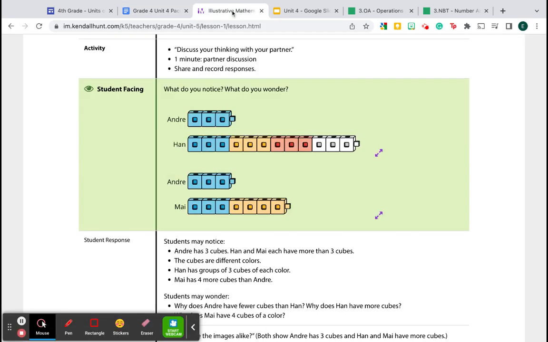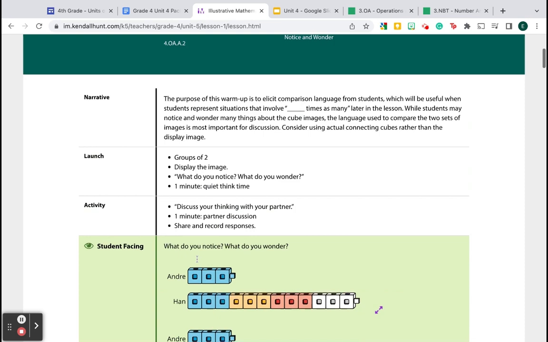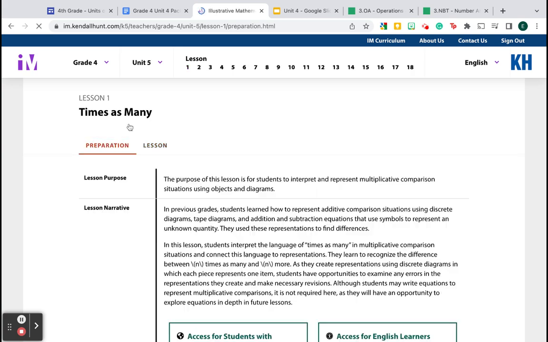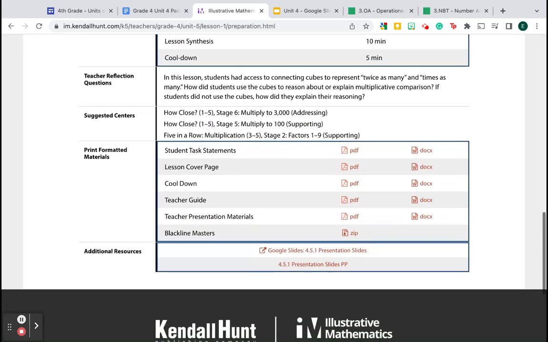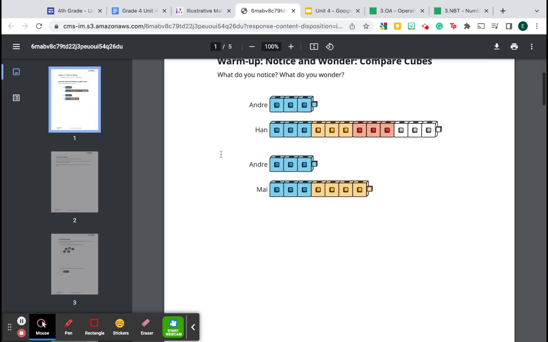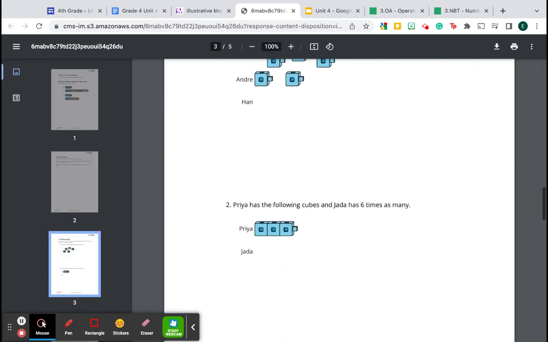The last thing I want to highlight is about illustrative math, since we recommended that you use it. You will need to make sure that you create an account and sign in. And if you do that, you will have full access to all of the components. You can download Google Slides. I know a lot of people find those to be really, really helpful for the lessons. And the other thing I think you'll really like are the student task statements, because that is the really printable part that you can give to students to actually complete their practice.